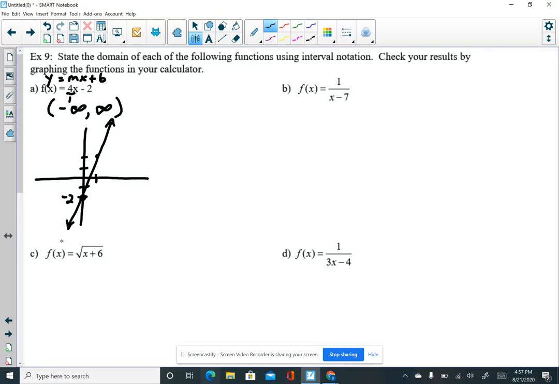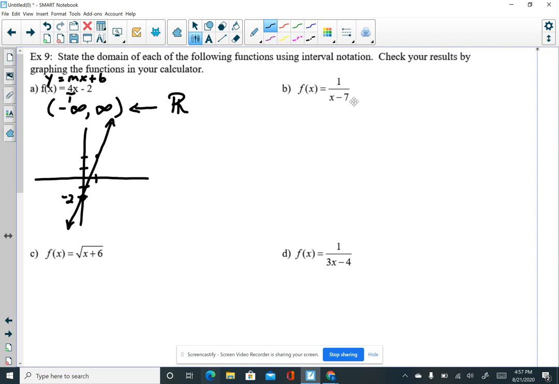this graph goes down and to the left forever, so it's going to the left forever. It goes up and to the right forever, so it's going to the right forever. That's how we're able to say that our domain here is going from negative infinity to positive infinity. Or another way, you could also say it is all real numbers. That's also legal to say. All right, let's move over to letter B.